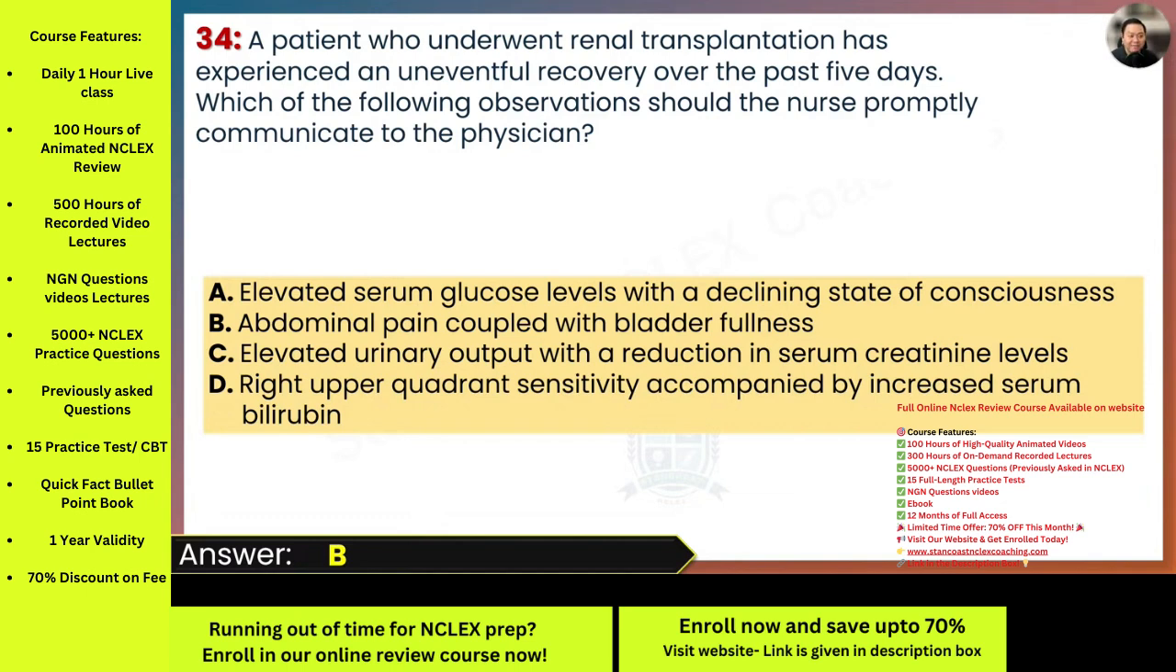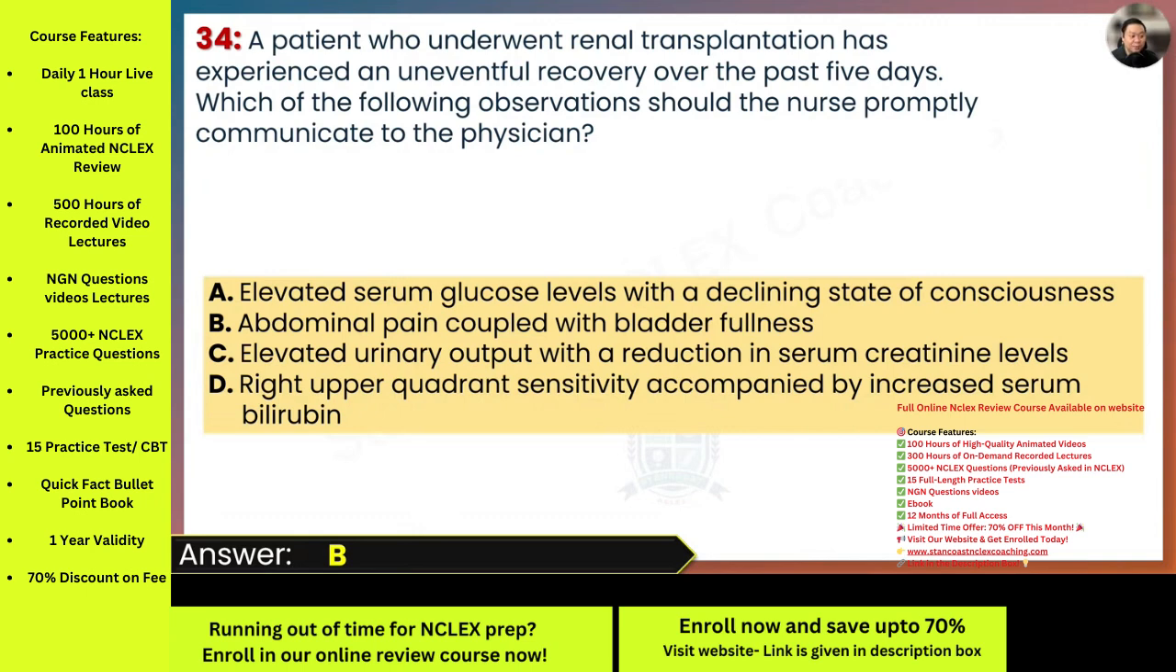Now, what about letter C? Elevated urinary output with a reduction in serum creatinine levels. This is not concerning, and in fact, it is a good sign. The elevated urinary output and a decrease in the serum creatinine generally indicate that the transplant is functioning well. And this is what we want after the transplant has been done. And there's no immediate concern here, so there's no need to communicate this to the physician as an urgent issue.